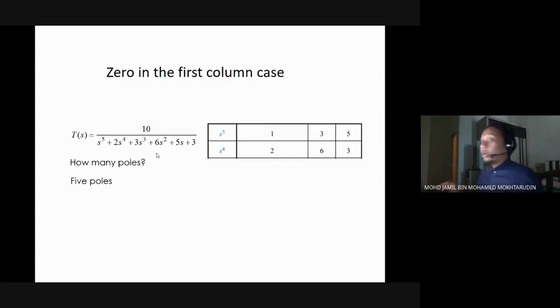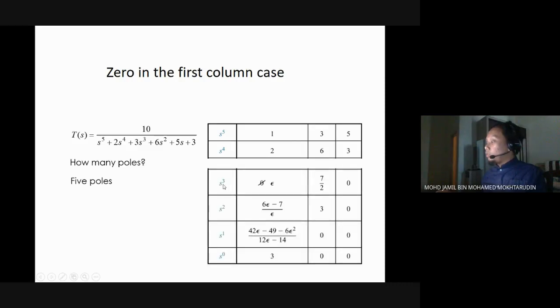First you generate the Routh table, and here you start with s to the power 5, because it is the highest power, followed by s to the power 4. You fill the two top rows with the coefficients of the denominator. After that, you can calculate the row S3. When you calculate the row S3, you will get 0.